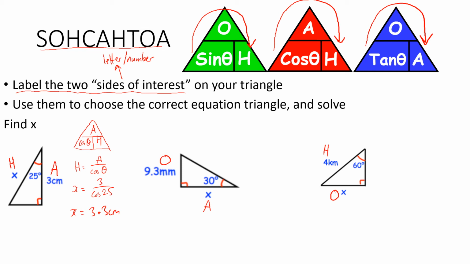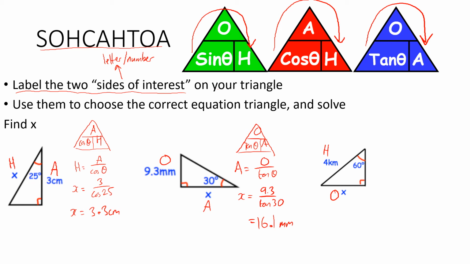What about this second one? The second one uses O and A. Which triangle uses O and A? It's the tan one. So tan theta, opposite, adjacent. We're trying to find an adjacent, so that would be opposite over tan theta. So x is equal to 9.3 over tan 30, which is 16.1 millimeters this time.